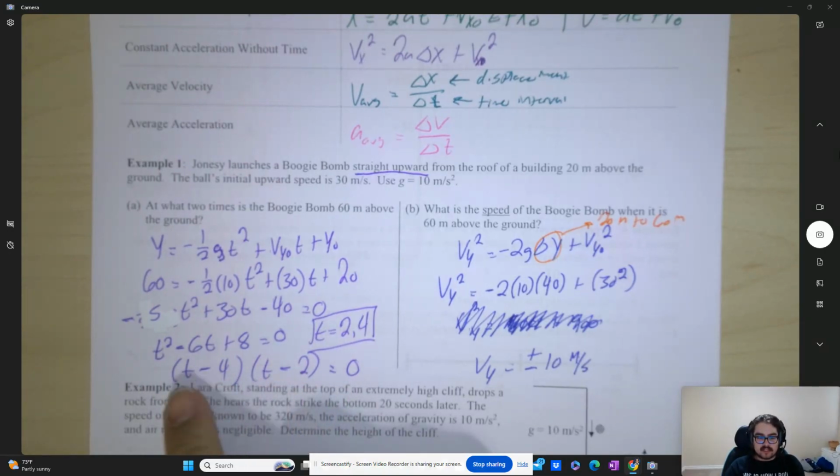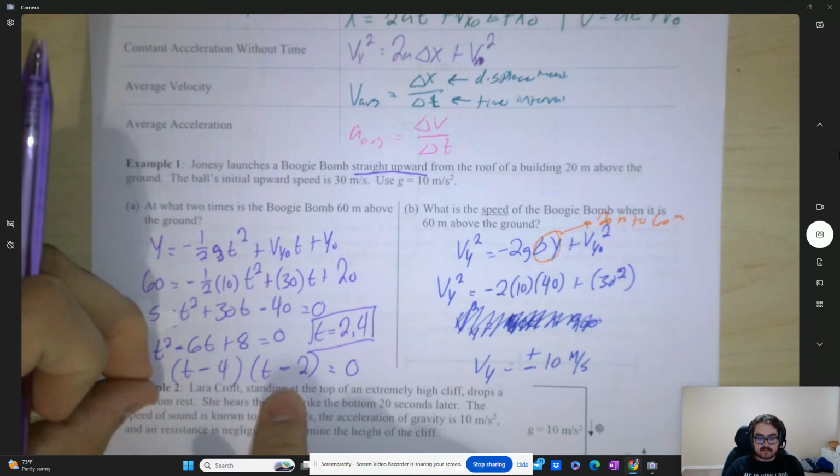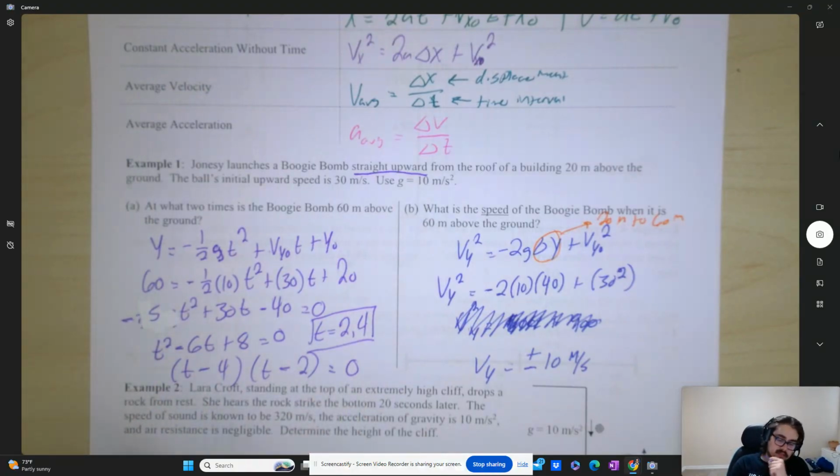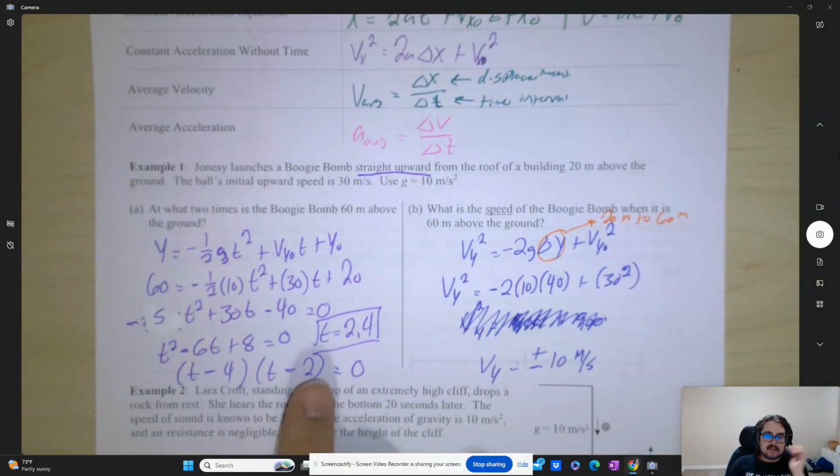that to meet this condition, either one of the factors in the parentheses needs to equal 0 to satisfy this. So we would say that t is equal to 2 and 4. And so these are the 2 times that the ball is at 60 meters.